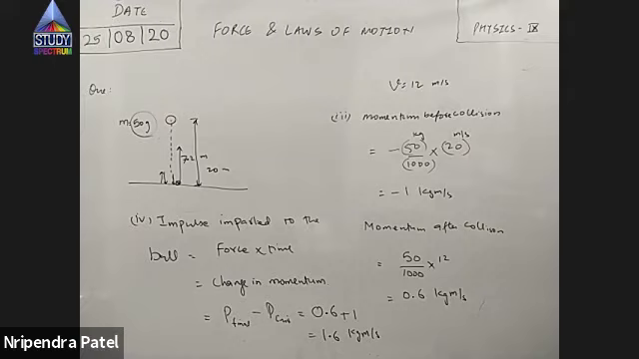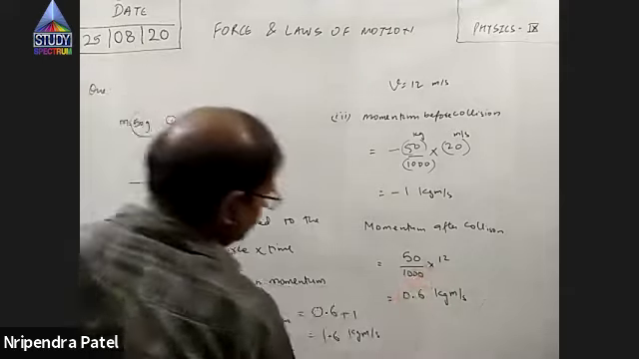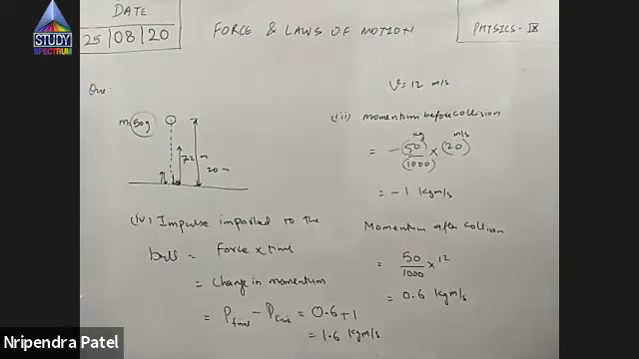Again, mass is 50 by 1000 kg. Velocity after collision was 12. This is the velocity with which it bounces back. The ball bounces back with 12 meter per second. So 600 by 1000 is 0.6 kg meter per second. Right? Yes, sir.